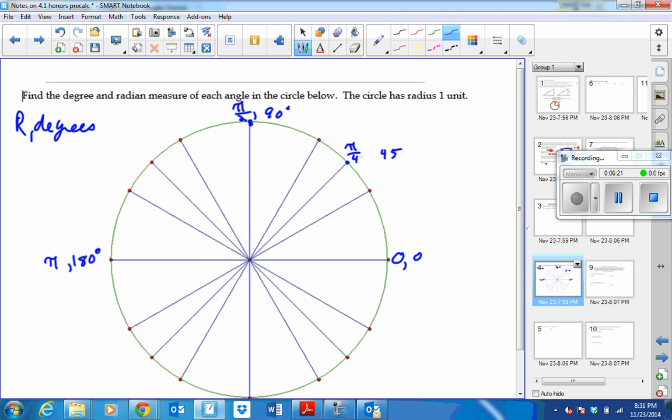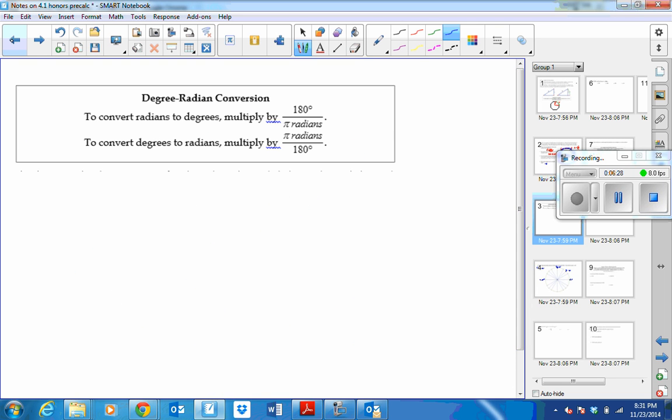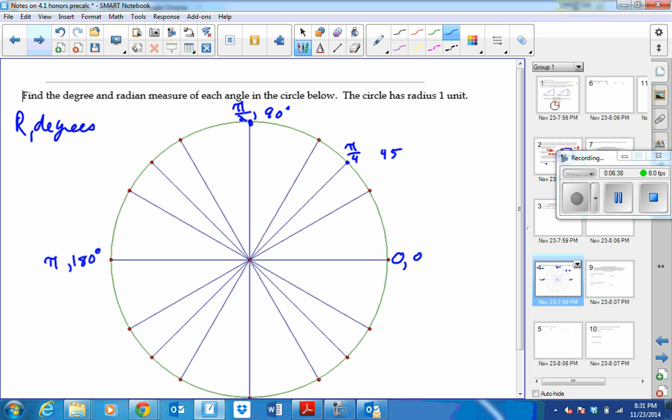Now these are ones that are fairly easy to get using common sense, but let's start using our conversion factor that we talked about just a second ago. To convert radians to degrees, multiply by 180 over pi. To convert degrees to radians, multiply by pi over 180. We're going to use that second one because I think it's a little bit easier. Now this is our unit circle, and first I'm going to go around and start labeling all of the degrees that are our pretty degrees for our unit circle.